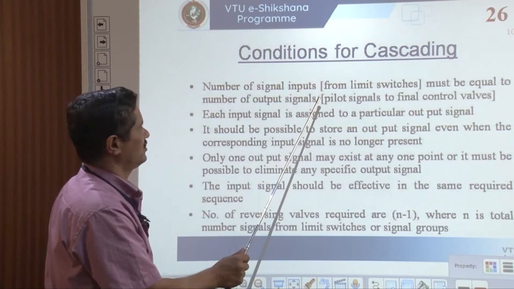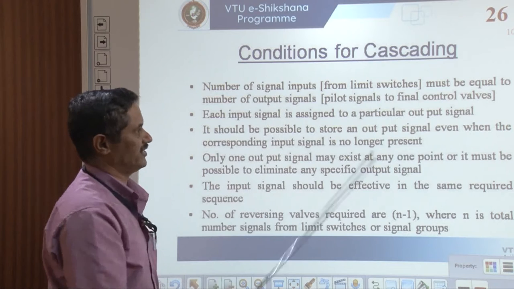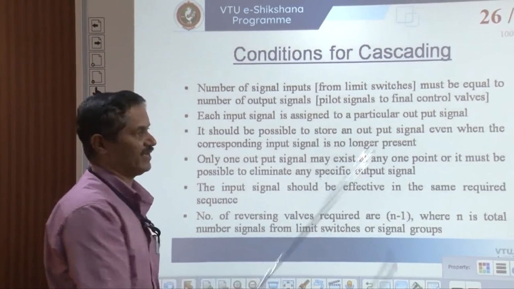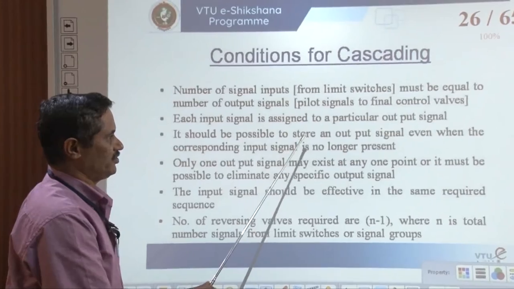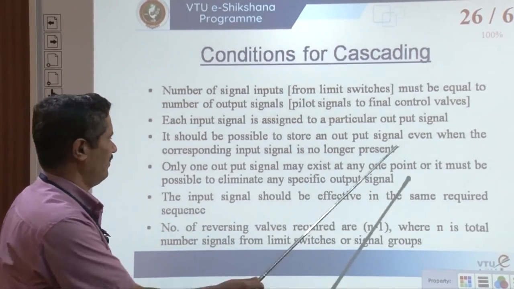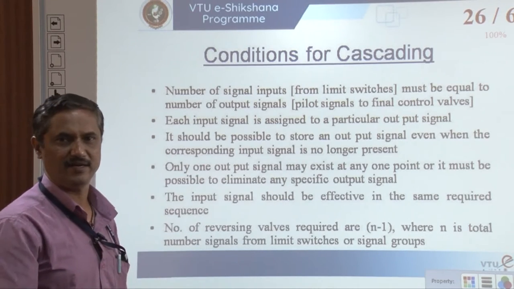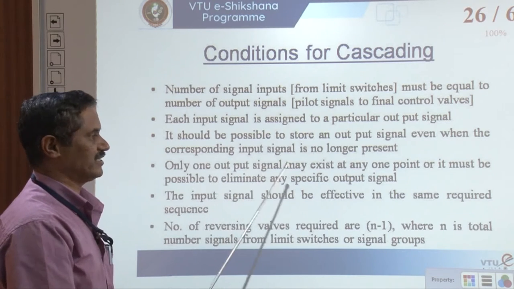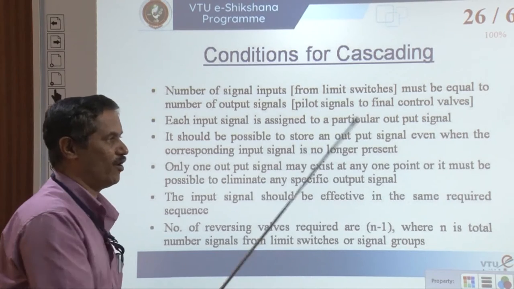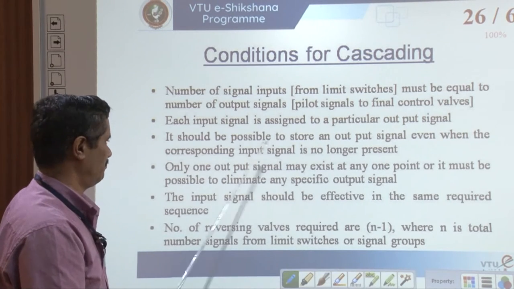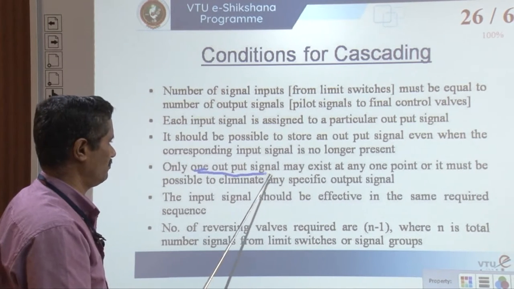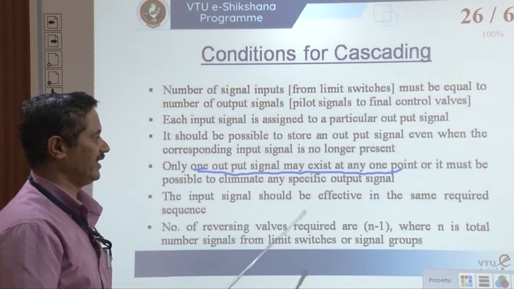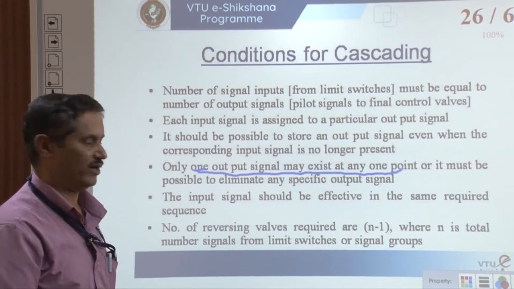The number of signal inputs must be equal to the number of output signals. This is the first step. And next is, each input signal is assigned to a particular output signal, and it should be possible to store an output signal even when the corresponding input signal is no longer present. That means as you are using memory signals here, only one output signal may exist at any one point. So this is important. Only one output signal may exist at any one point, or it must be possible to eliminate any specific output signal. So this is your point number 3.